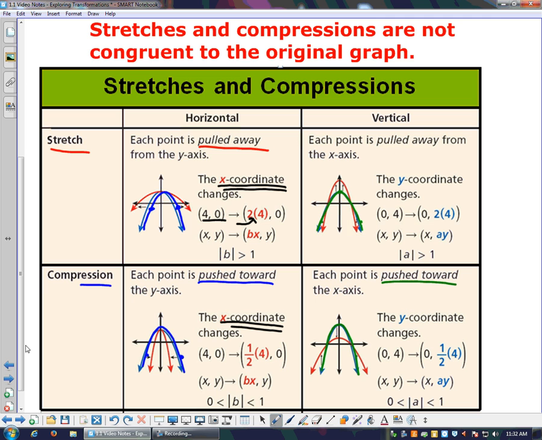Compared to a compression, you'll notice I have a factor of a half here that I multiplied by, and I'm going to end up with a smaller x-coordinate for my new point. So if you're multiplying by a number that is absolute value greater than 1, then it's going to be a stretch, compared to if that absolute value falls between 0 and 1, that is going to be a compression. Those same rules apply when you're doing vertical. If you are multiplying the y-coordinate by something with absolute value greater than 1, it is a stretch, compared to if it is between 0 and 1, that is a compression.